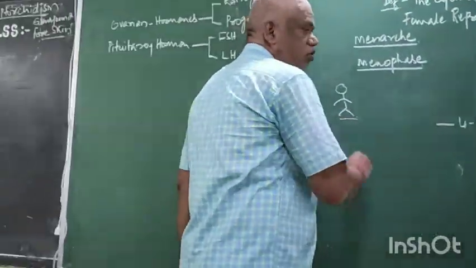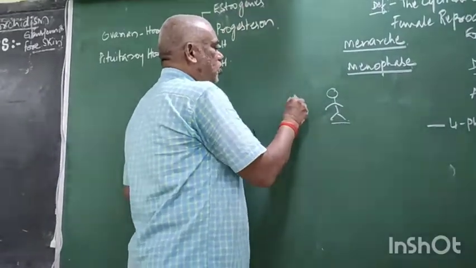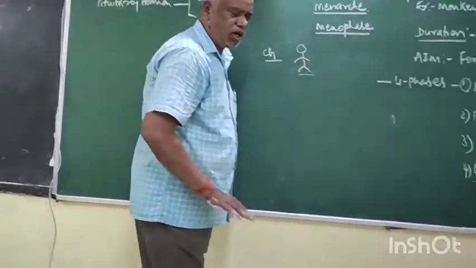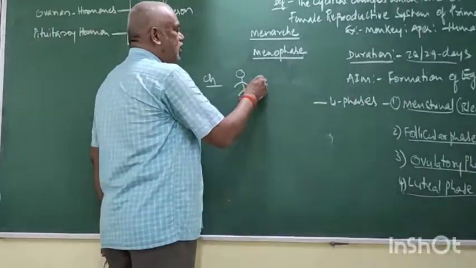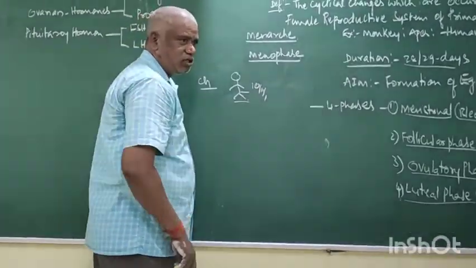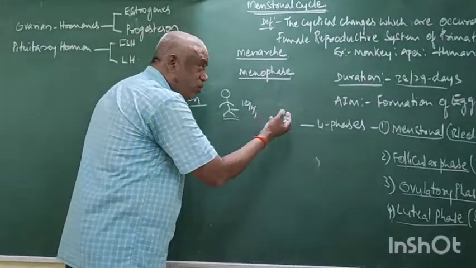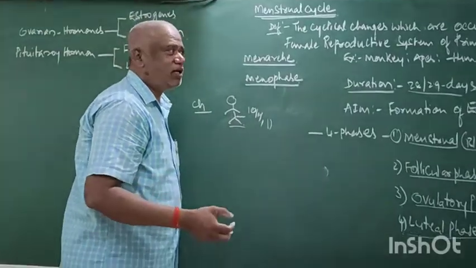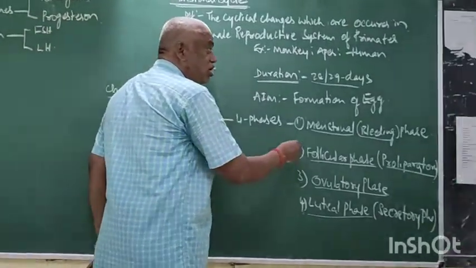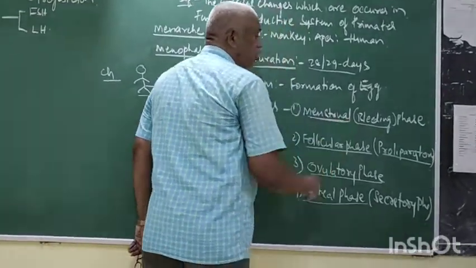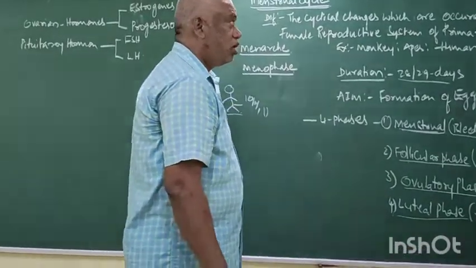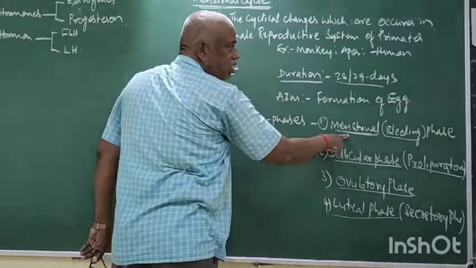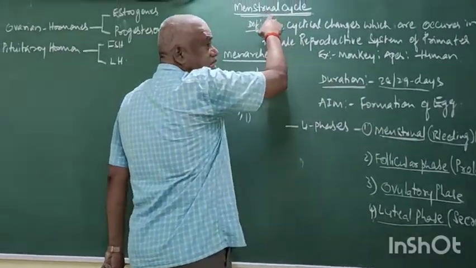Now, in childhood, that may be 6 years or 7 years, whatever it may be. When she enters 10 years or 11 years, the first bleeding occurs. That first bleeding is nothing but menstruation. This is the menstrual cycle, and the menstrual phase is one phase of it.